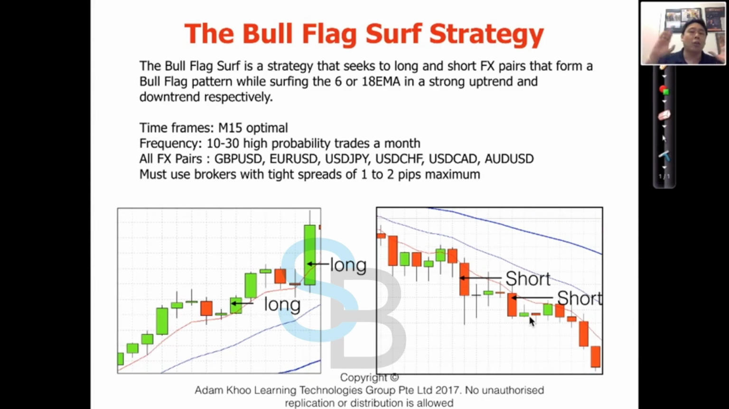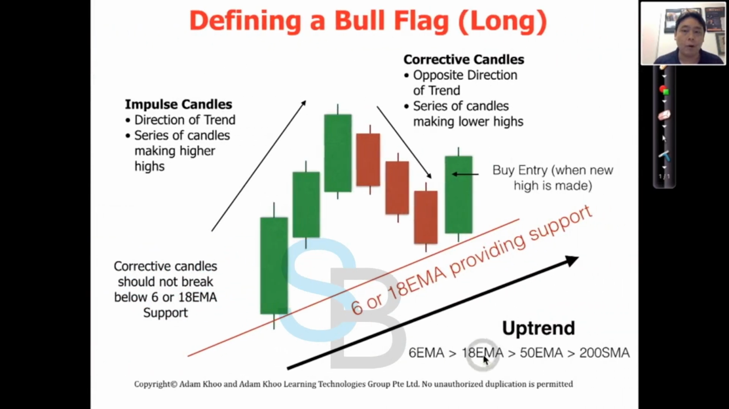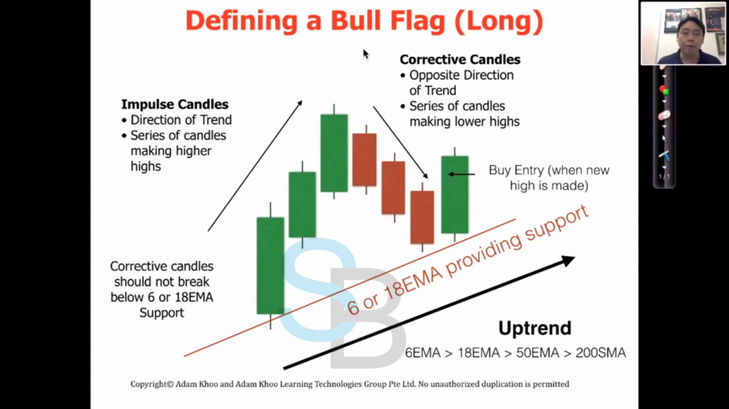So once you understand the concept of surfing, let's understand what a bull flag pattern is. First of all, let's look at a bull flag when we're going long, that means on an uptrend. So when we're on an uptrend, we're looking for a long bull flag. And this is what a bull flag is, basically. A bull flag consists of impulse candles and corrective candles. First of all, what's an impulse? An impulse is a movement in the direction of the trend.